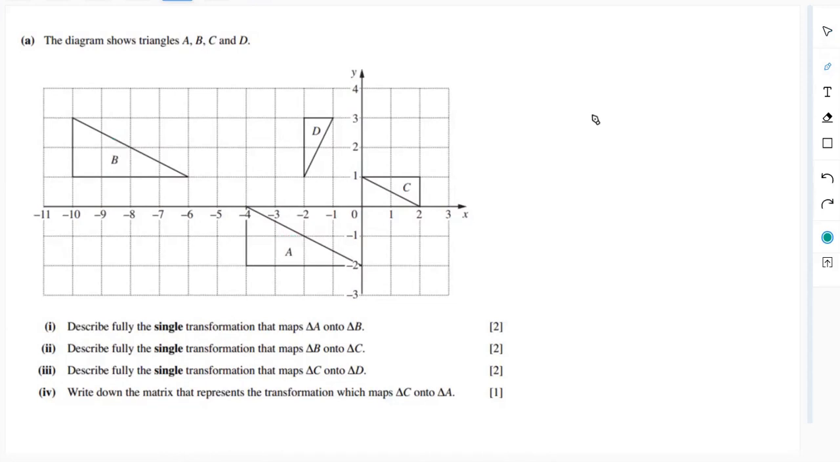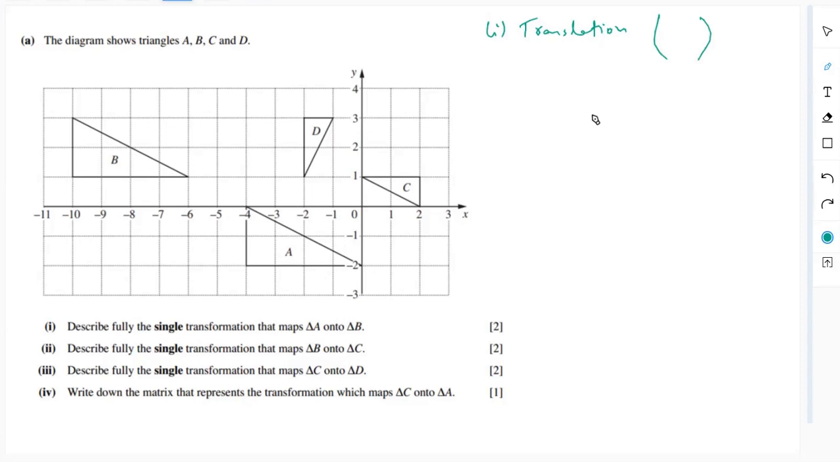So remember our rule. Is the size changing? Well, the size is not changing. It's not enlargement. Is the orientation changing? It's not changing. इसका मतलब ये translation है. The translation में आप क्या लिखोगे? You will write it's a translation. That's the first thing you say. That earns the 1 mark. Translation. फिर आप लिखोगे वेक्टर क्या है, that will earn you the second mark.